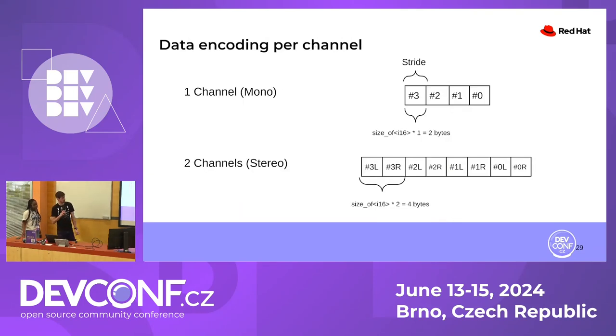So just to give you some information on how data is coded when audio is sent. When we have one channel, it is assuming that the stride is 2 bytes, for example, and this is going to one speaker. But then when we use two channels and we have stereo, we have the data distributed in two slots, and the stride is now 4 bytes, one for each speaker. And this changes also with the number of channels.